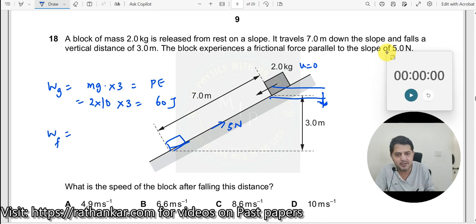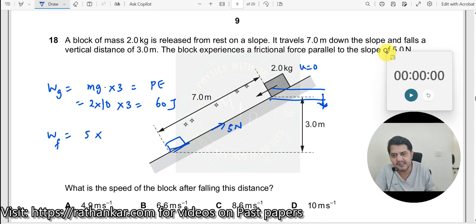So now let us find out what is the work done by the friction. What does friction do? Friction tries to avoid it. Now you see, this is 5 Newton acting like this, multiplied by the distance over here, which is 7, which should be 35 joules. Now is this positive or negative? This should be negative over here. Why negative? Because it is opposing the motion, right?